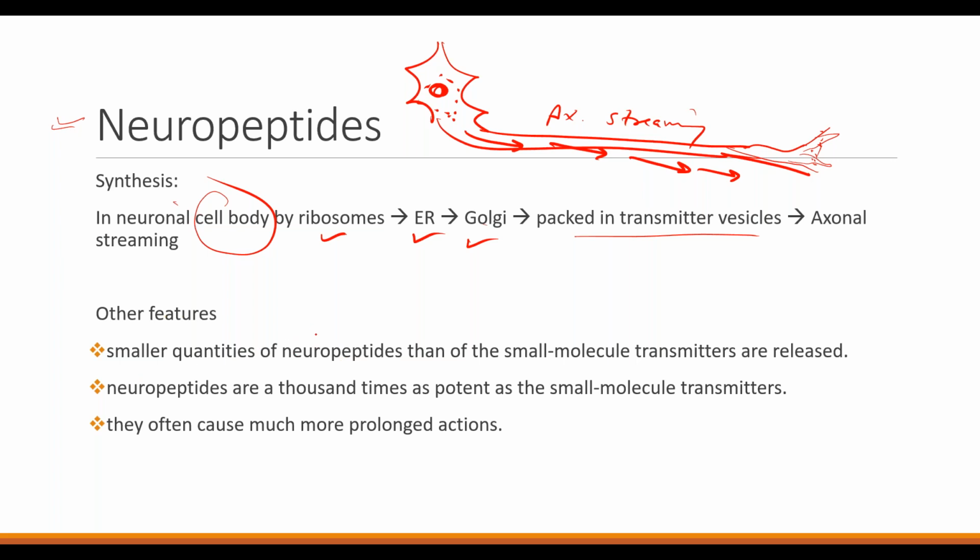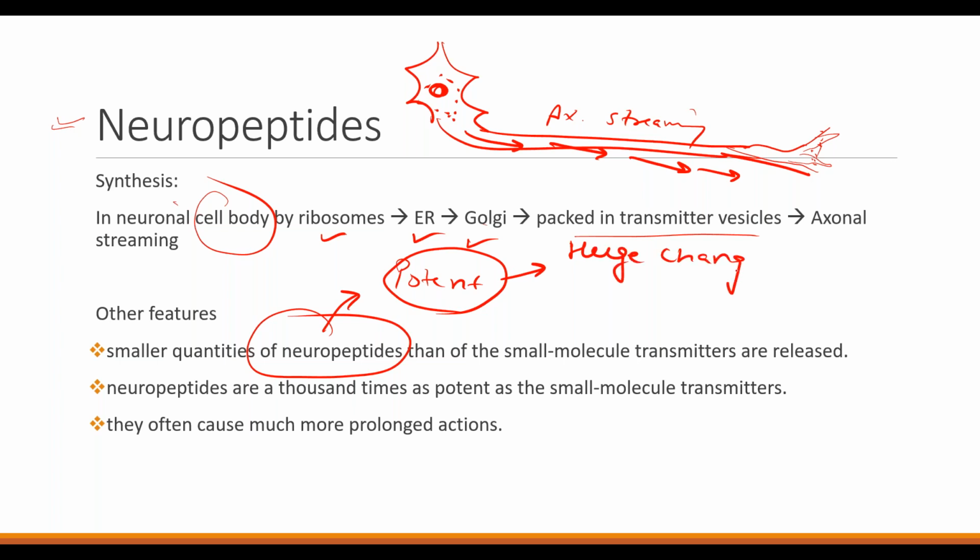Another important thing is that the quantity of neuropeptides released is much less. Why? Because they are extremely potent. So even a small amount will bring about a large change, and they will bring about this change for a prolonged duration of time. These two things are important. They bring about huge change, and for a prolonged duration of time. Fine. So these are about the neuropeptides.